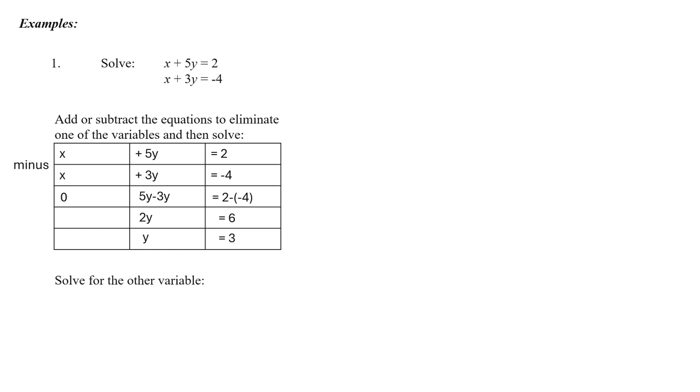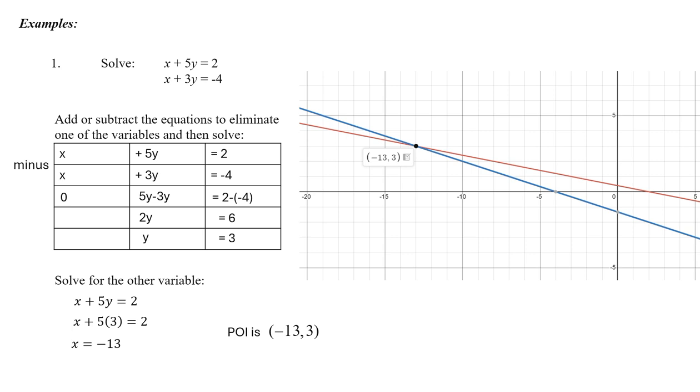We can solve for the other variable by plugging that 3 into our equation. So we'll just choose one of the other equations, just like we did with substitution. So we use the x plus 5y equals 2 equation. Plug in a 3 for y, and we're left with a result of negative 13 for x. So now we have a point of intersection, which is negative 13, 3. And graphing it shows us visually the same result.